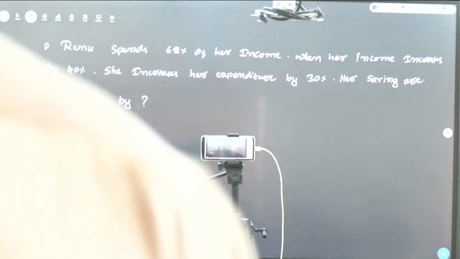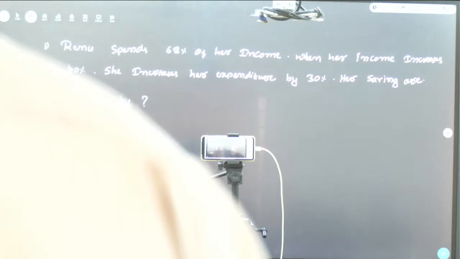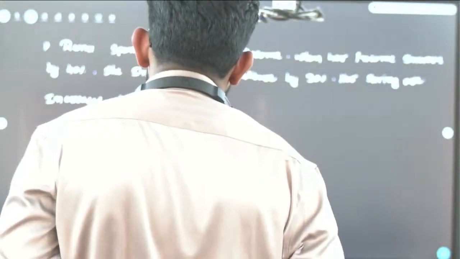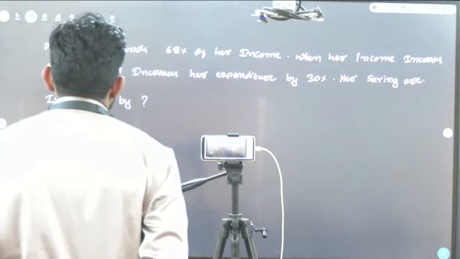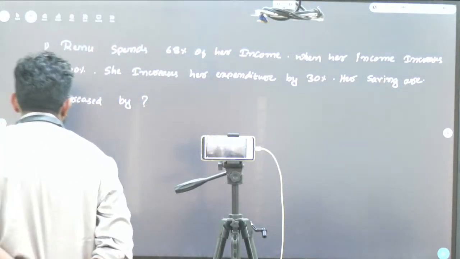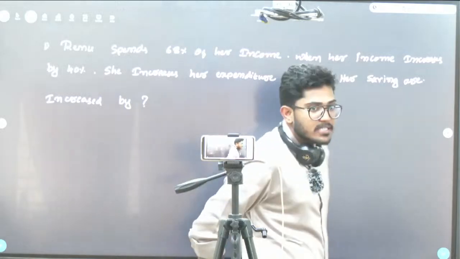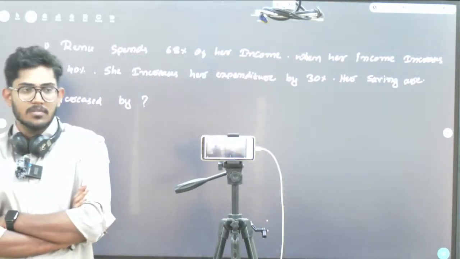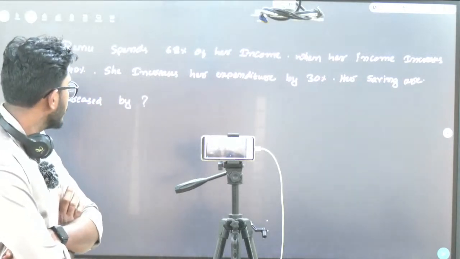Same type question. First, income is 100%, then expenditure is 68% given, right? And saving will be 32%. Now income is increased how many percent?